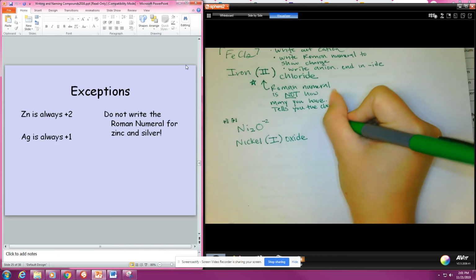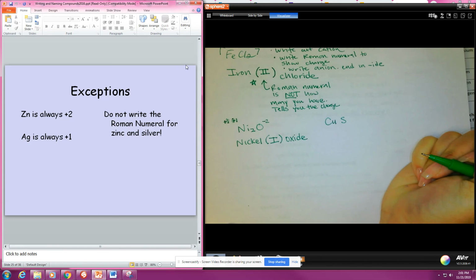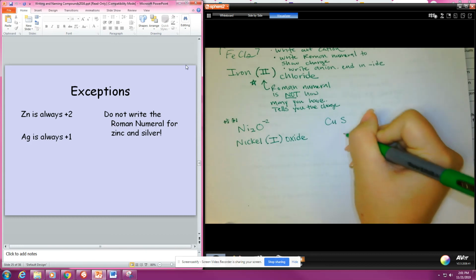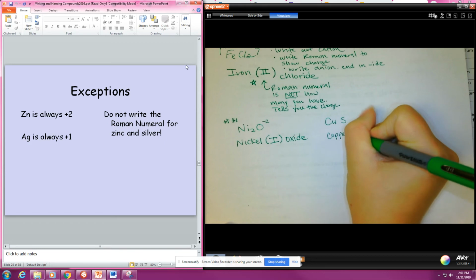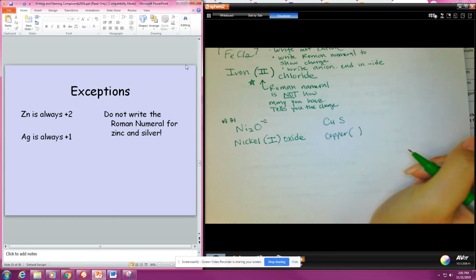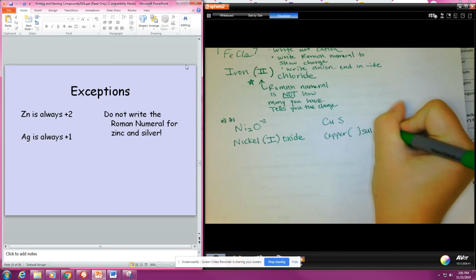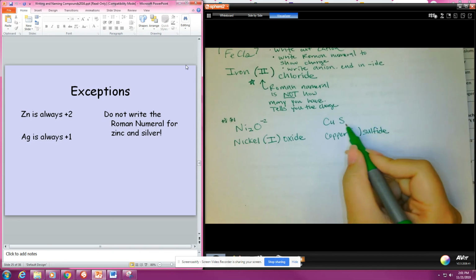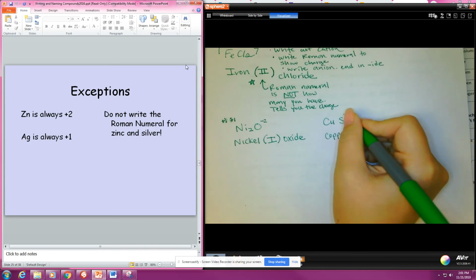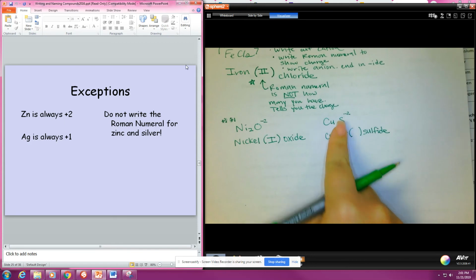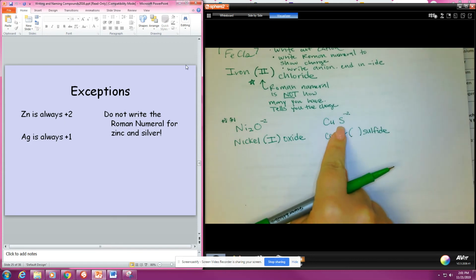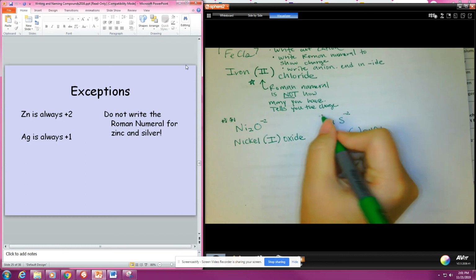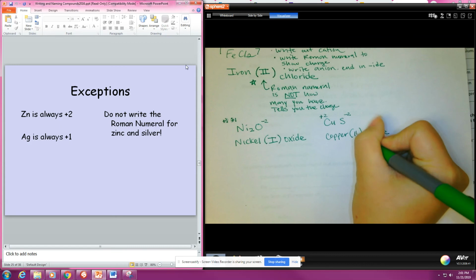Our next example is CuS. Here, Cu is copper, and we don't know the charge yet. And then sulfur would be sulfide. For the reverse crisscross, we know that sulfur is -2 charge. This is something that you do or should have memorized. So there's 1 sulfur, it's a -2 charge. There's only 1 copper, so to cancel out that -2, it'll have to be a +2. So copper 2 sulfide.